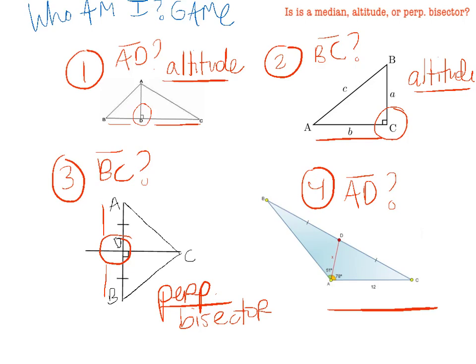Last but not least, AD does not make a right angle, but it does cut the opposite side in half, so it is a median. All right, good luck and be prepared to play the Who Am I game again.